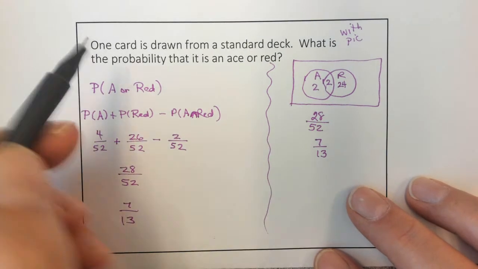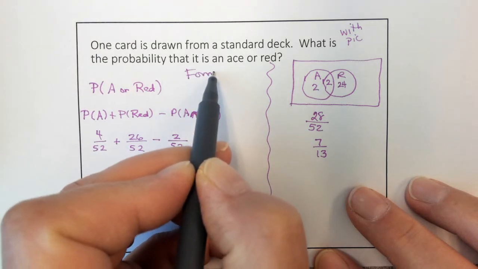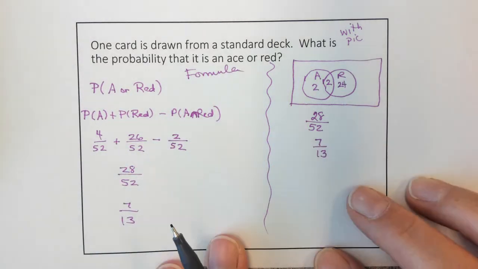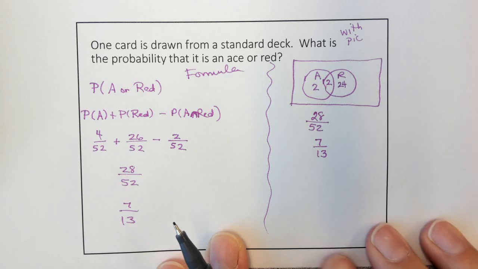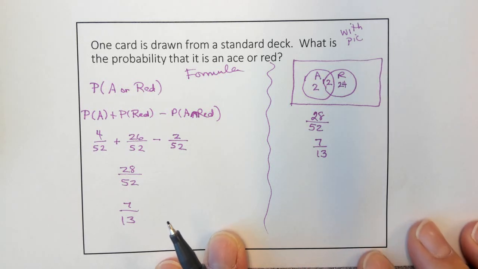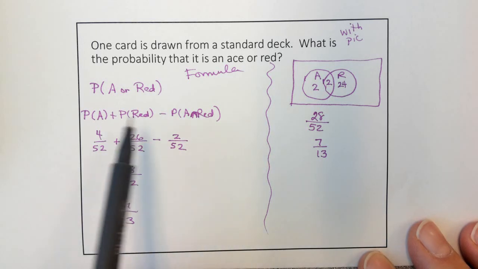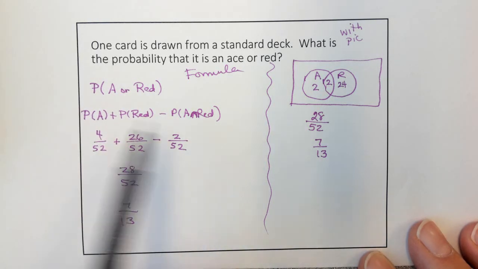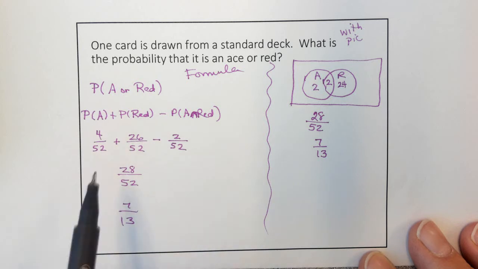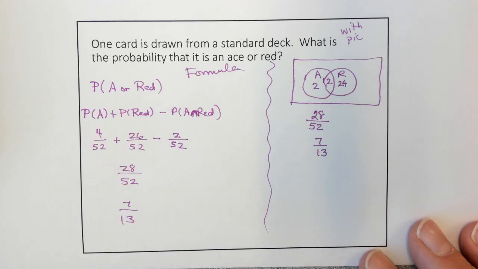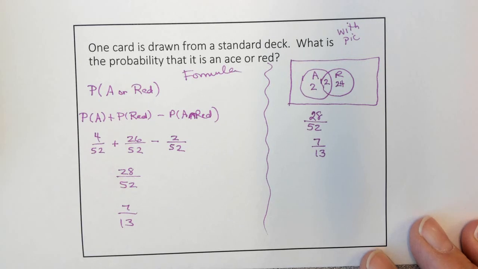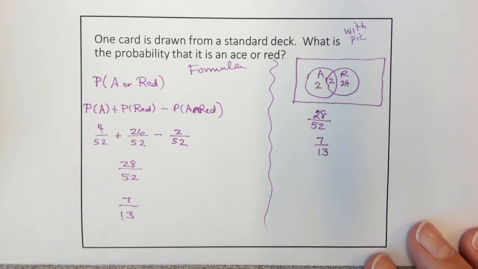So you can use the formula, or you could use a picture. Either is quite sufficient for work on the AP exam. On the AP exam, bare minimum, you would need to show this computation right here, or draw the picture and then write down your probability. The picture counts as work. So you have options. Use the one that works best for you.